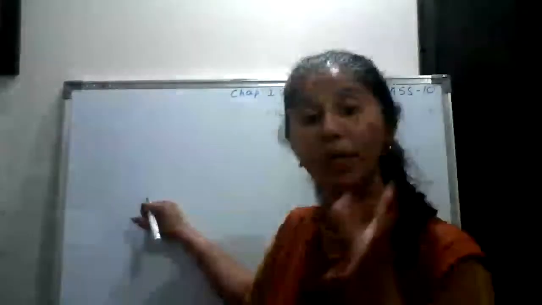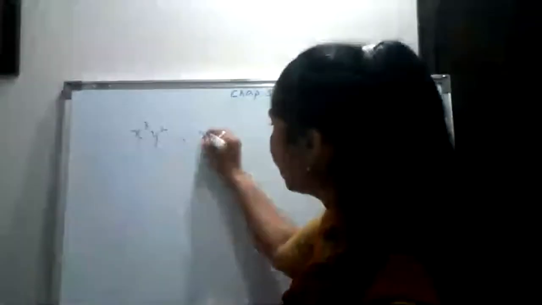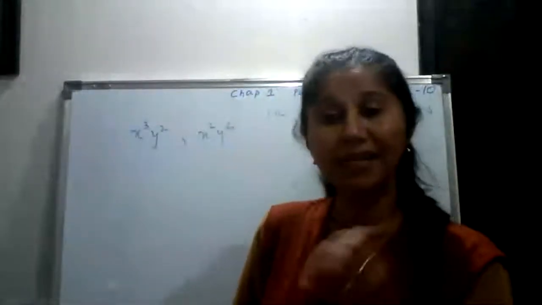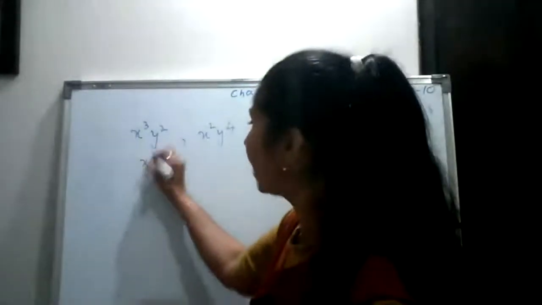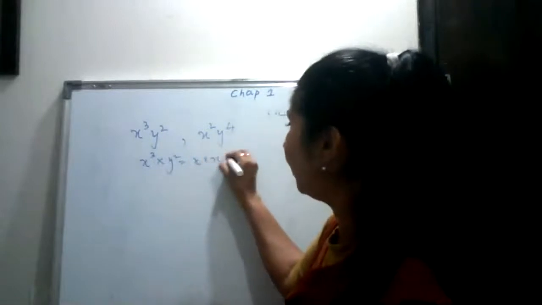और या तो हमें दिए होंगे numbers in the exponent form. So how do you do it? Suppose if I tell you x cube y square and say x square y raised to 4. These are the two numbers. अब इसका HCF और LCM आपको find करना है. तो कैसे करेंगे वो देखिए. तो x cube into y square. तो जनरली आप क्या करेंगे? आप ऐसे लिखेंगे.